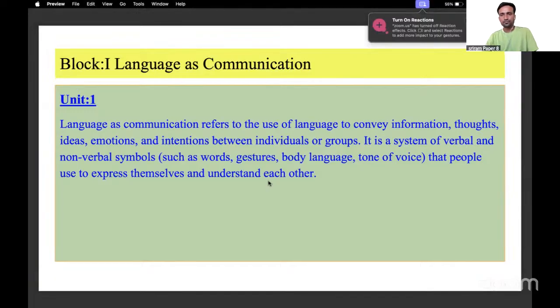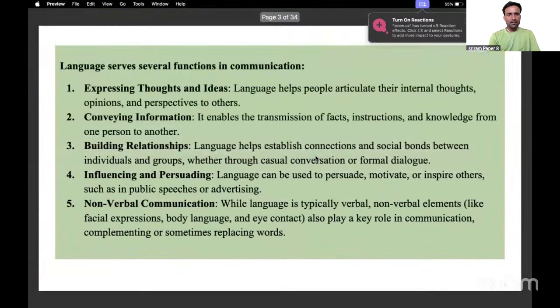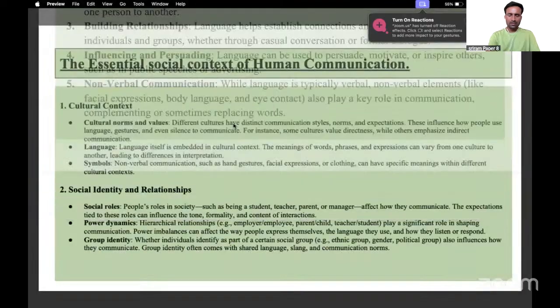Yes. So yesterday we were discussing block one, that is language as communication. I gave the definition here. And see, language serves several functions in communication. Language is arbitrary, language is dynamic. It changes. And what is dialect? And what is communication, and all that we already discussed, right?